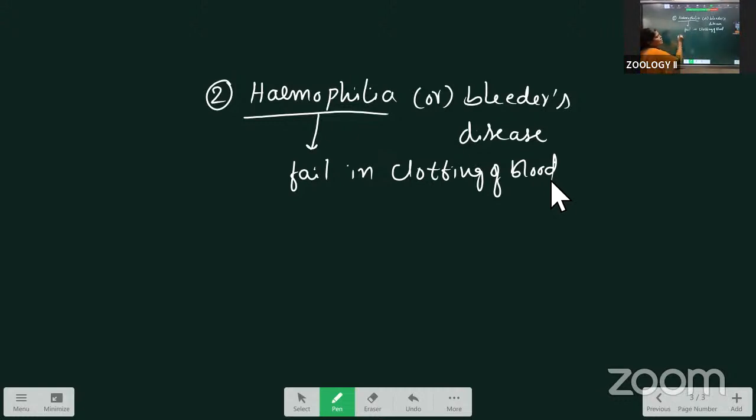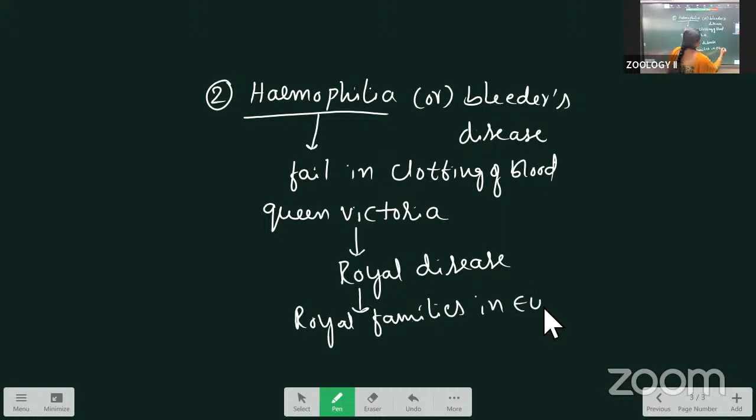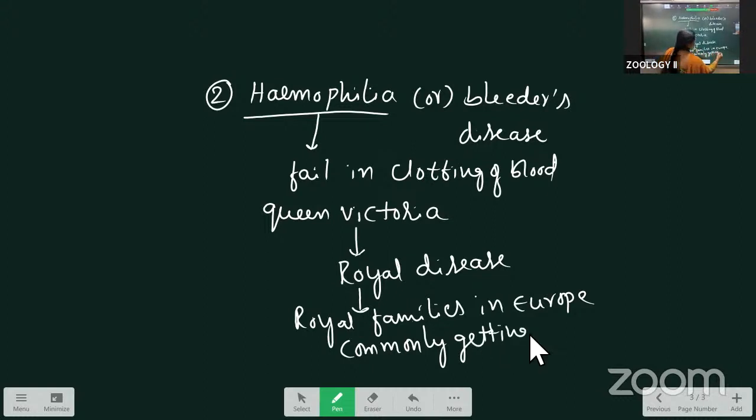This was first discovered in Queen Victoria. She was affected by hemophilia, first detected or described in Victoria only. Hemophilia is also called the royal disease. Why do we call it the royal disease? Because royal families in Europe commonly get this disease. That's why we commonly call it the royal disease.